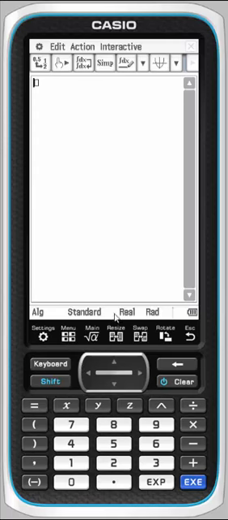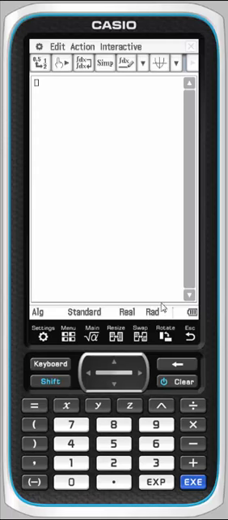Currently we're in standard, real, and radian, but if you wanted to change any of those, all you need to do is tap them with your stylus or even your finger to toggle to, in this case, decimal and back to standard, real or complex mode, radian, degree, gradient, and back to radian.